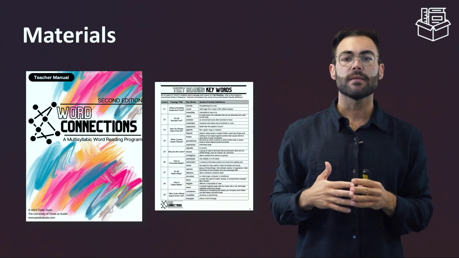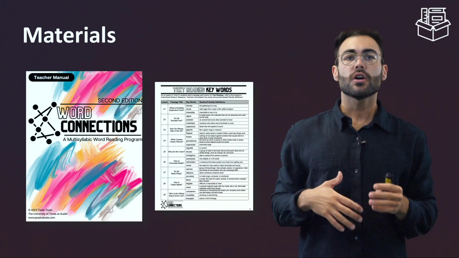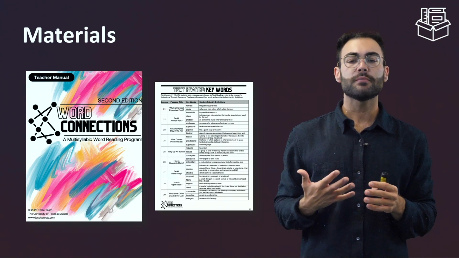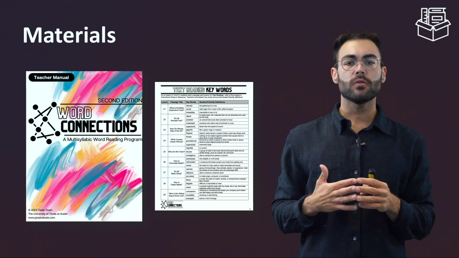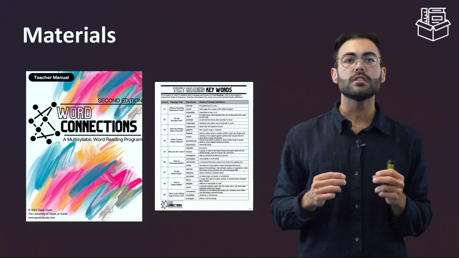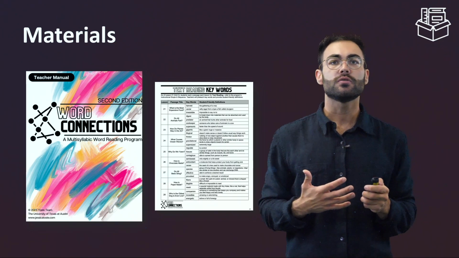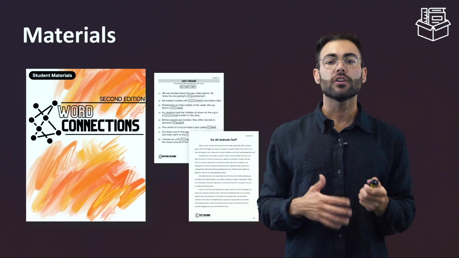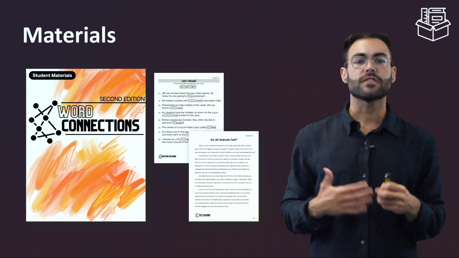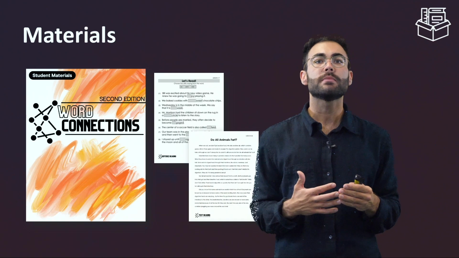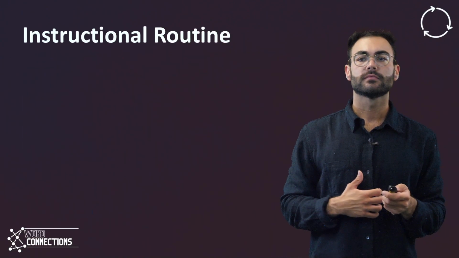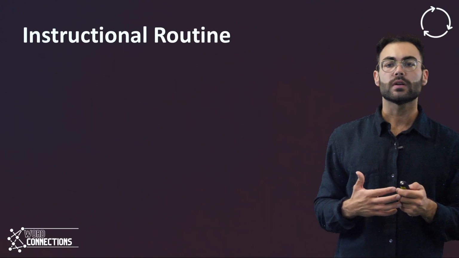Materials for the teachers can be found in the teacher manual. So all the scripting for each lesson within text reading can be found within the teacher's manual, along with the text reading keywords for lessons 21 through 40 that will be used to introduce passages to students. Materials for students are the sentences and passages for text reading, and these can be found in the student materials booklet. Now time for the instructional routine for text reading.